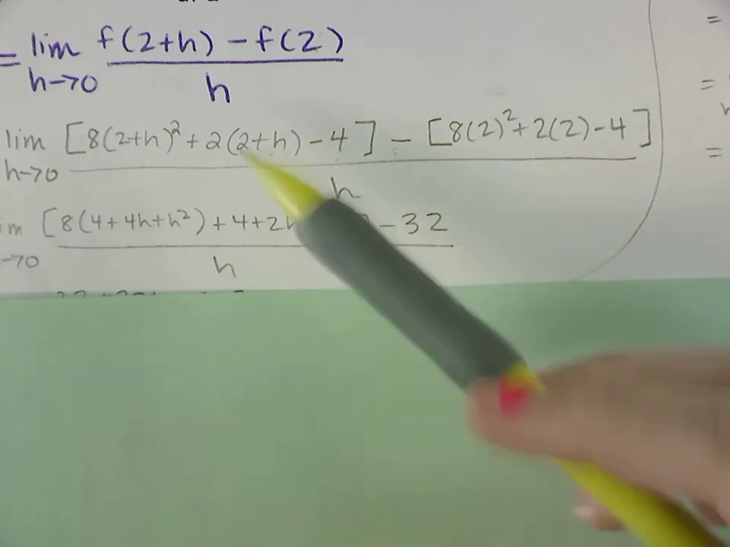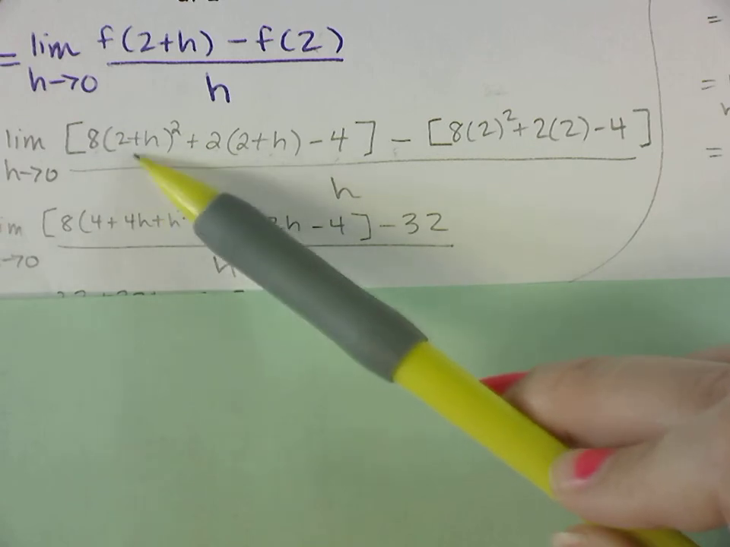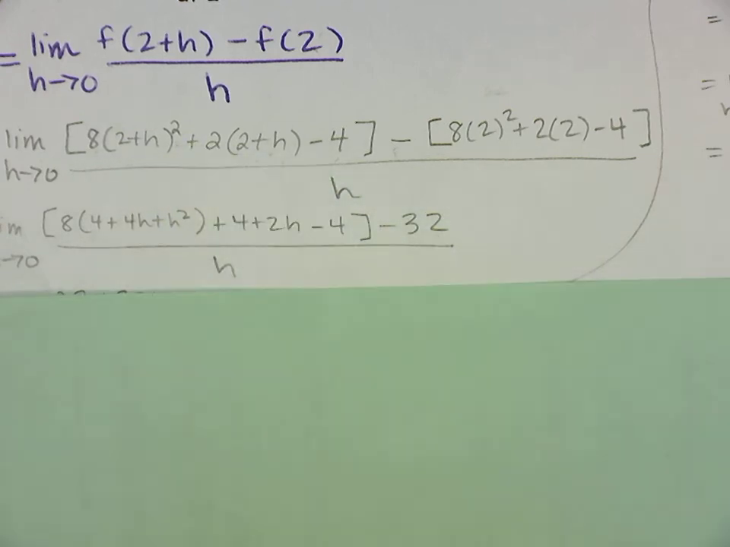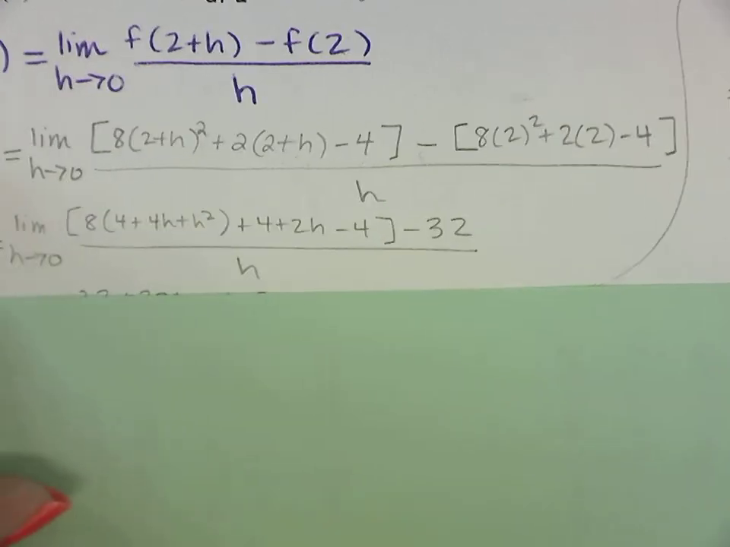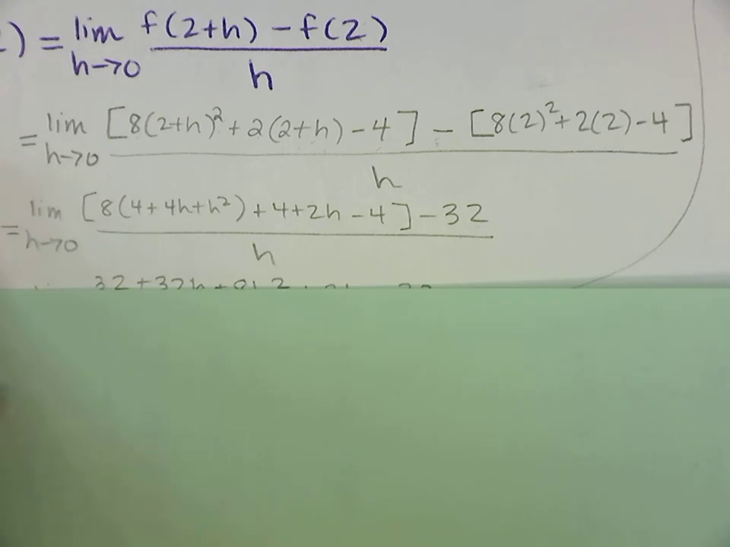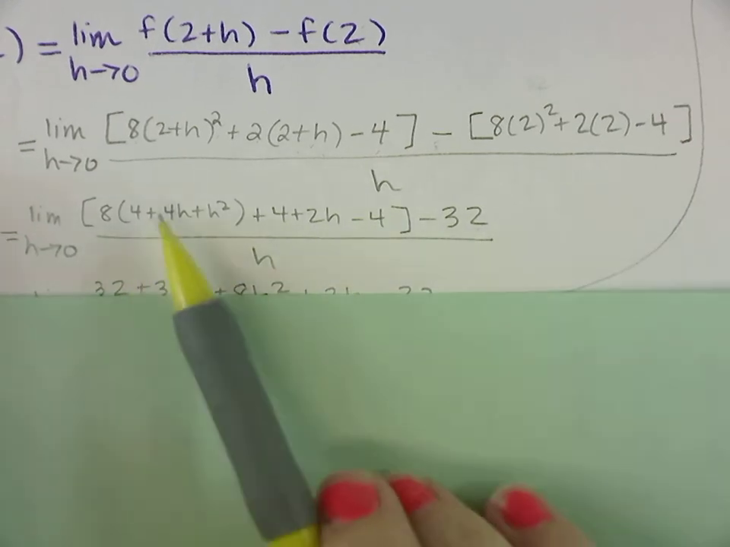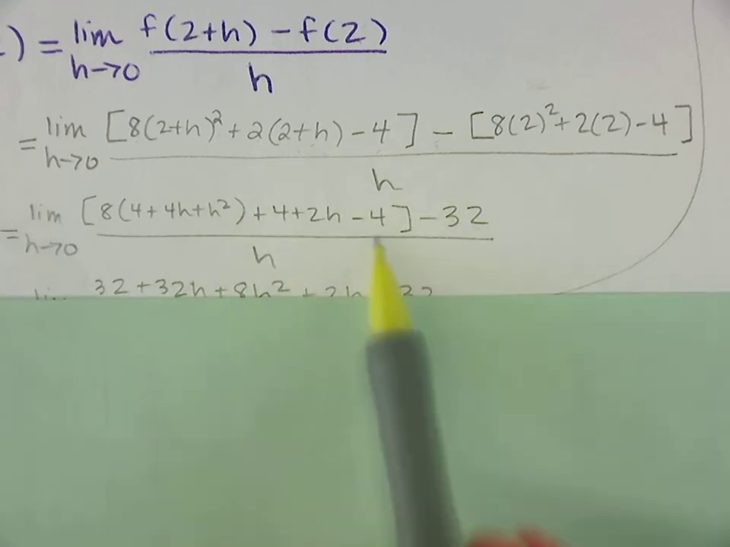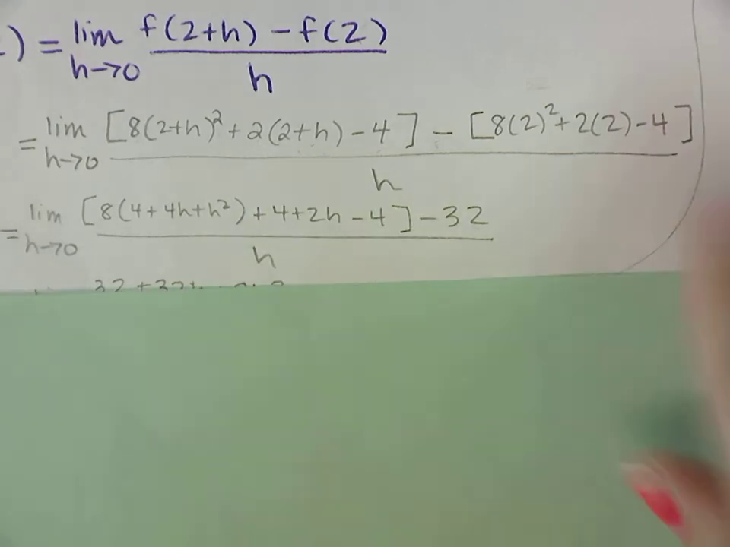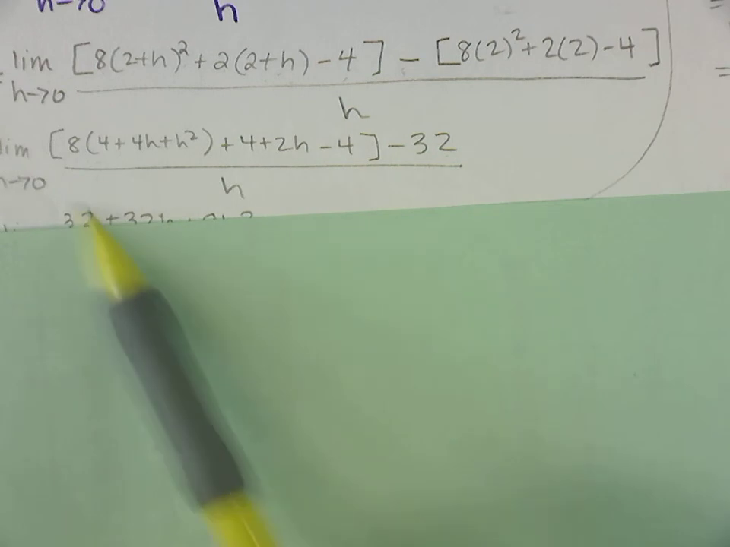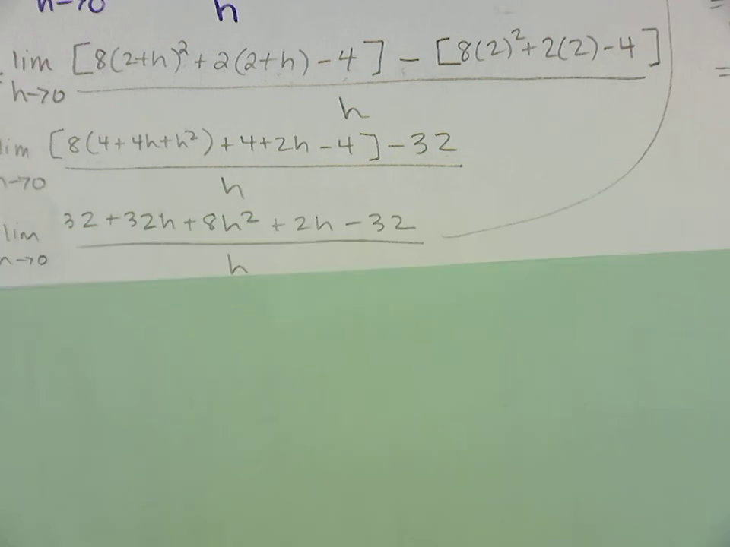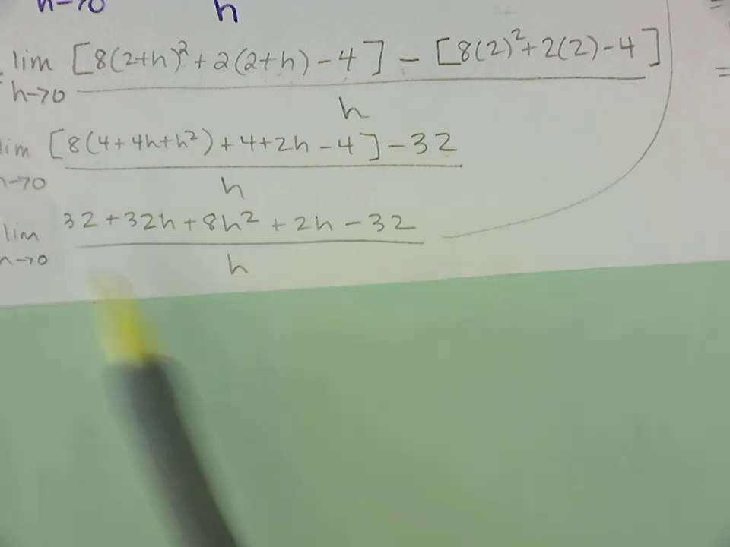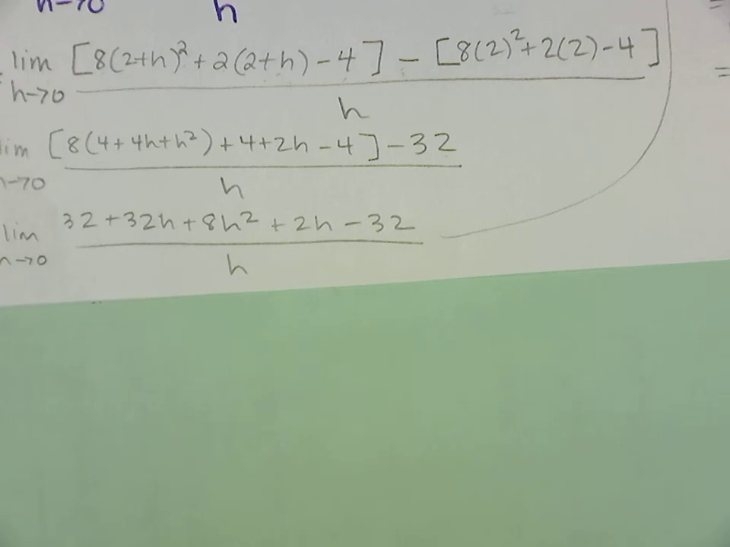Okay? Now, with this part, I have to do the (2 plus h) squared. Remember, if it's squared, you're going to have to FOIL. So if you FOIL, 2 times 2 is going to be 4. 2h and 2h will be 4h plus h squared. Distribute the 2 here to simplify. Okay, and then we're going to continue to simplify here. So we're going to distribute the 8. When you distribute the 8, you'll get 32 plus 32h plus 8h squared plus 32, plus 2h minus 32 over h.